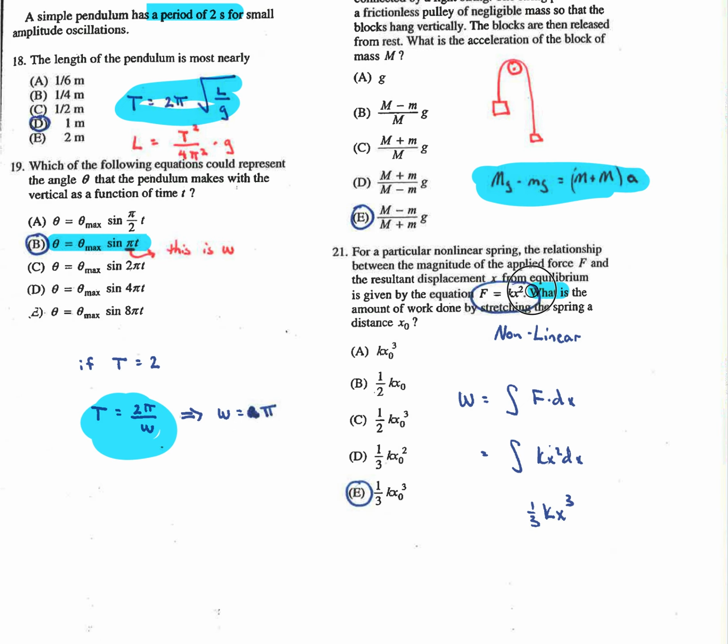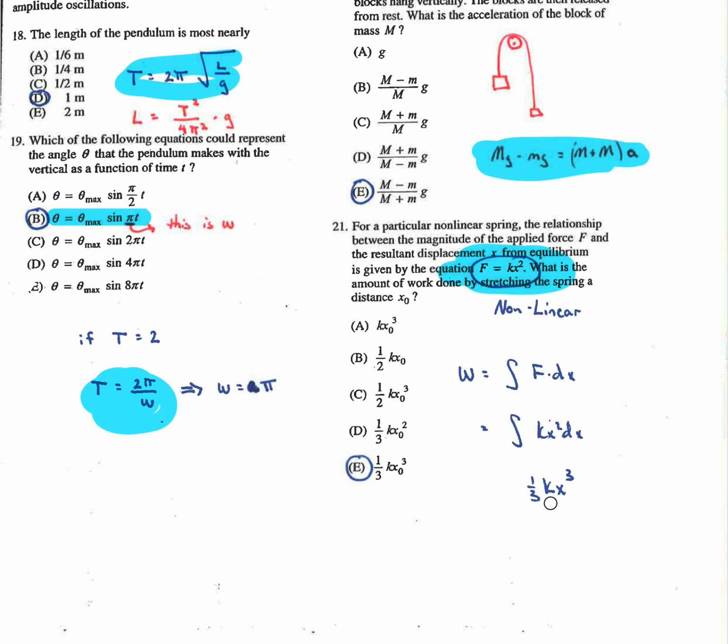This is a non-linear spring, so we're going to have to integrate. So integrate kx squared and get 1/3 kx cubed. Again, non-linear springs, don't use Hooke's law, don't use 1/2 kx squared.